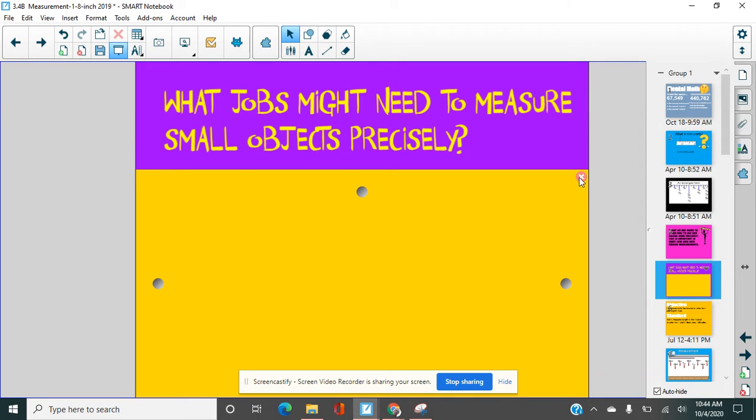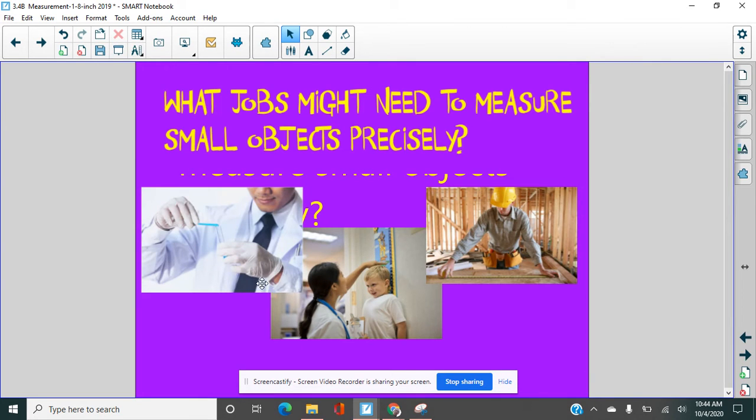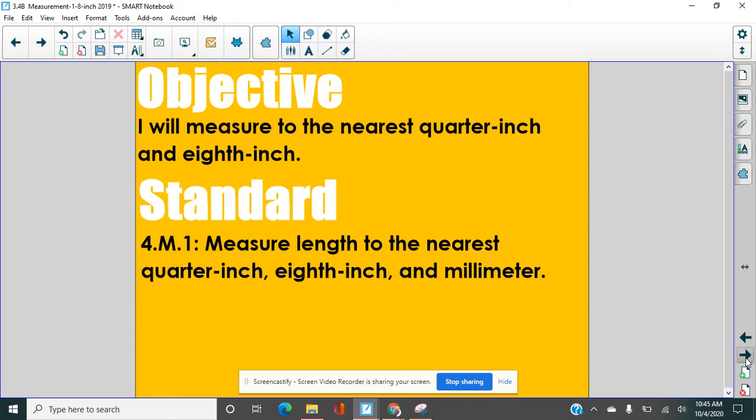Let's see some examples. You might have mentioned some of these, right? Maybe a scientist, right? A carpenter. Carpenters are going to be building things and they have to make sure measurements are exact. Sometimes doctors have to make sure measurements are exact, and possibly some of the other ones that you mentioned as well.